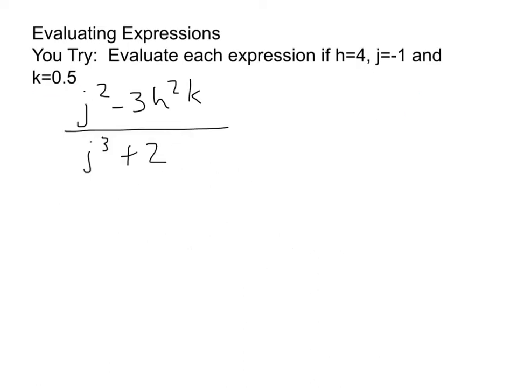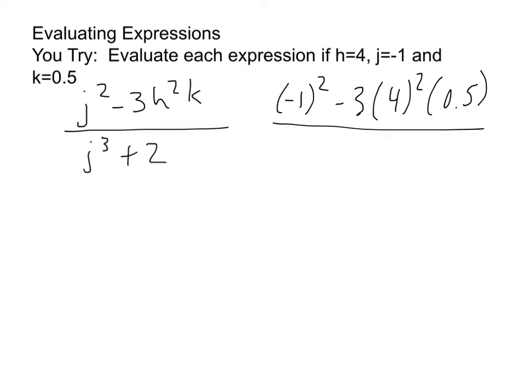Okay, I want you to hit pause, use the same numbers for h, j, and k, and plug those into this expression here and evaluate. So go ahead and hit pause. Okay, hopefully you saw that you do -1 squared minus 3 times 4 squared times 0.5 all over -1 cubed plus 2.